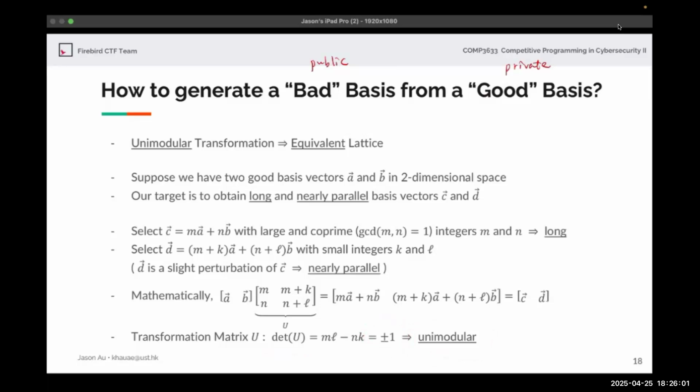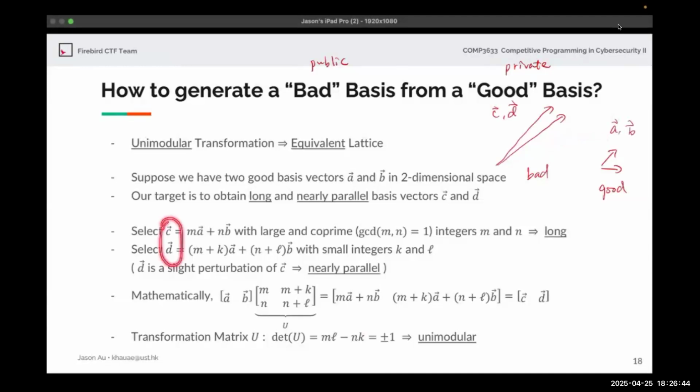Suppose we have 2 good basis vectors A and B in a 2-dimensional space. Our target is to obtain very long and nearly parallel vectors. In our example, we have these 2 very short and somewhat perpendicular basis vectors as the good one. Then we need to generate some very long and very close vectors, which is the bad one. So these are A and B, and these are C and D. This is our target for the conversion. It's actually very simple.